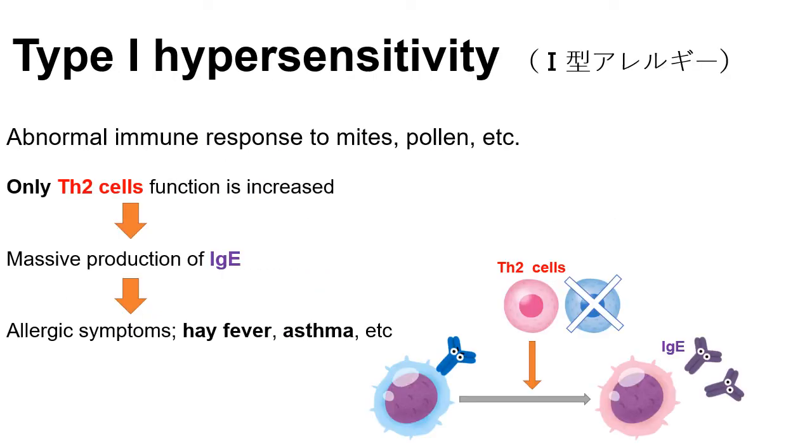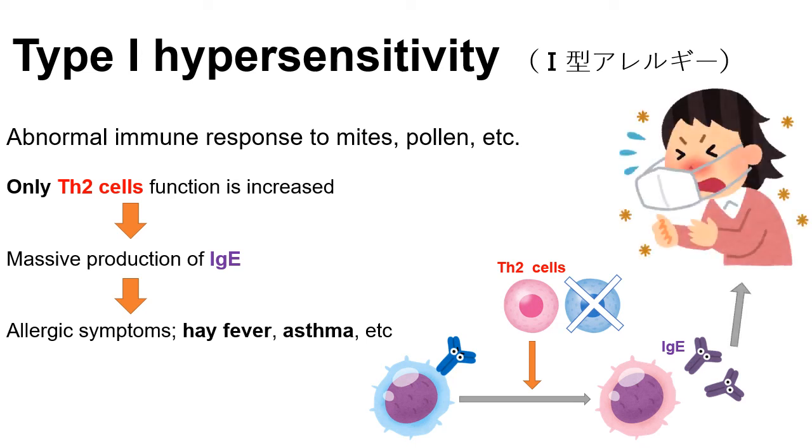Type 1 allergy is a kind of disease caused by Th2 cell activity. It causes an unnecessary and abnormal immune response to things that are not as harmful to the body as bacteria and viruses, such as mites and pollen. At this time, Th2 cells are more active than Th1 cells, resulting in the production of large amounts of IgE, which in turn causes allergic symptoms such as hay fever and asthma.